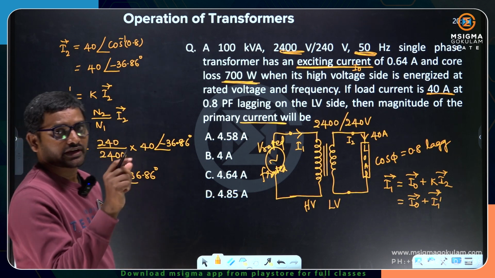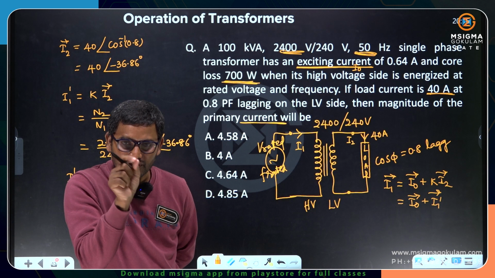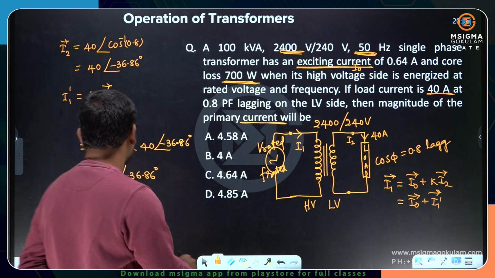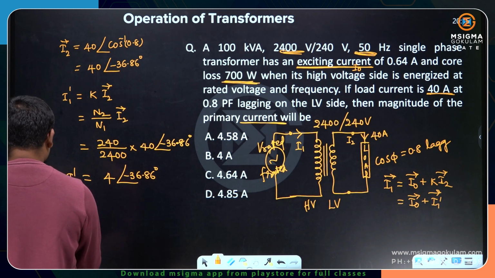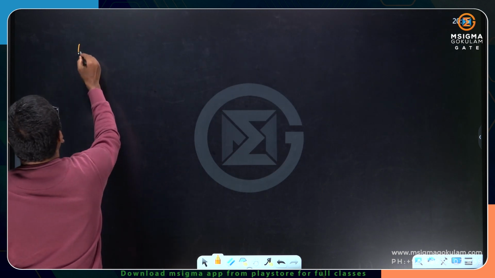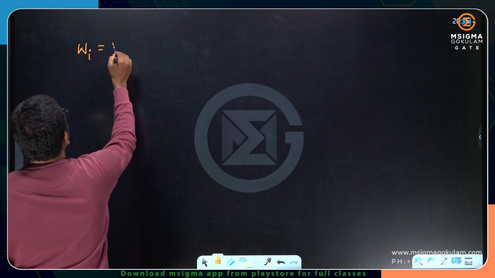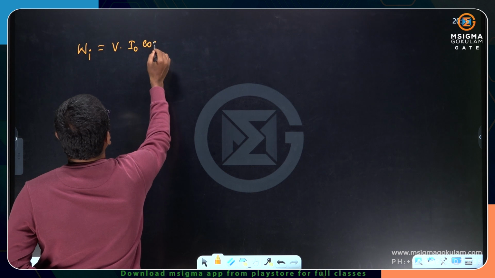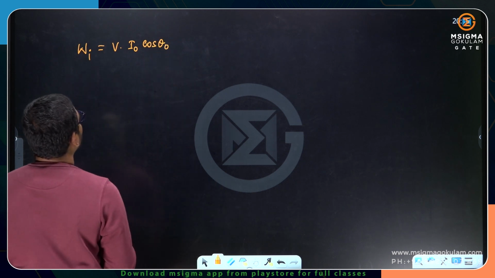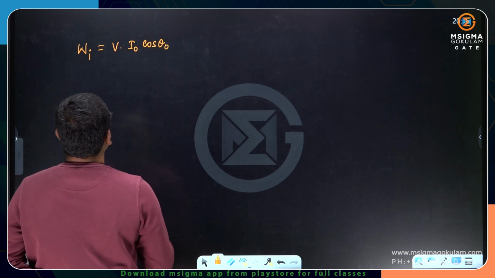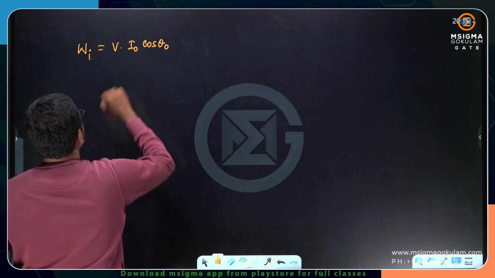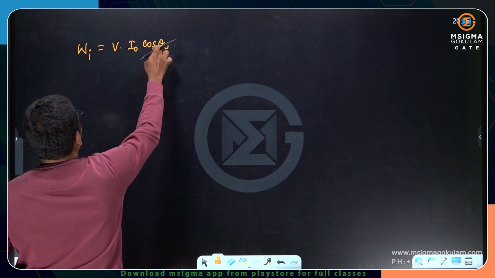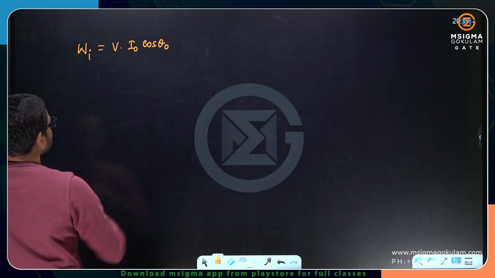What is Wi? You can write it as Wi is nothing but iron loss, which is going to be dissipated in the R naught. So I can write the iron loss component as supply voltage into current, that is I naught into cos theta naught. Do we know this? Yes, we know the no load current, we know the supply voltage also. Now you can calculate this cos theta naught. This is iron loss, I can say.